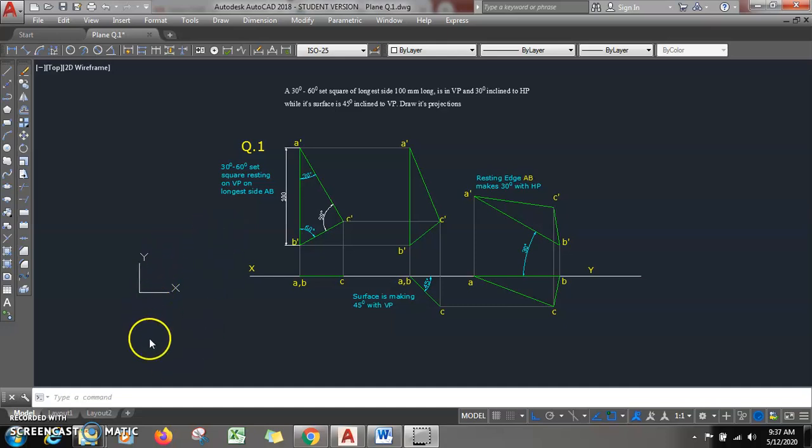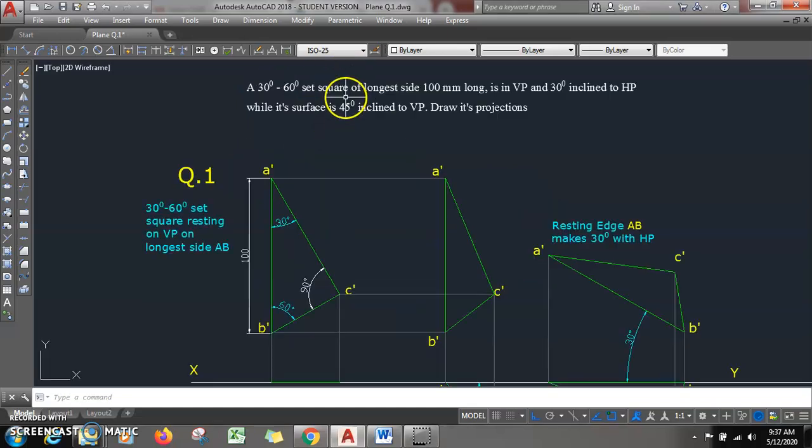In this video, we will solve one problem on projections of plane, and the plane is a 30-60 degree set square. So it is a triangle. Now we will read out the problem statement first.